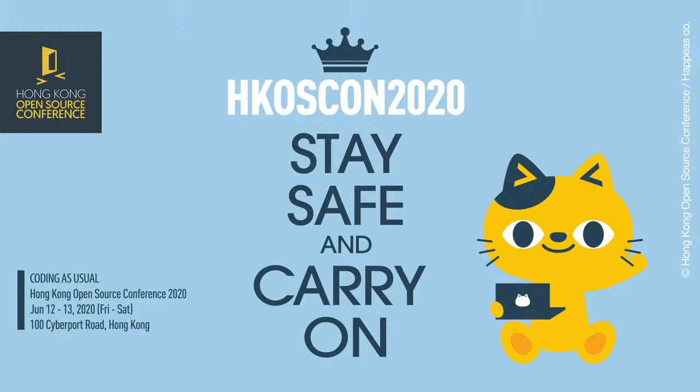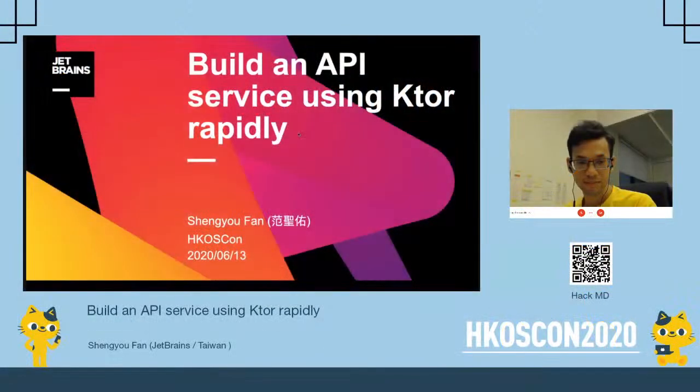Everyone. In this talk, Shengyou will demonstrate how to use Kotlin as a back-end language for web development. He will use a framework called Ktor to build an API service. We will see how efficient it is. Okay, let's welcome Shengyou.